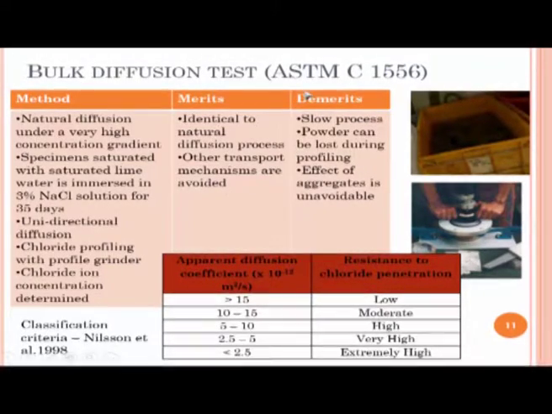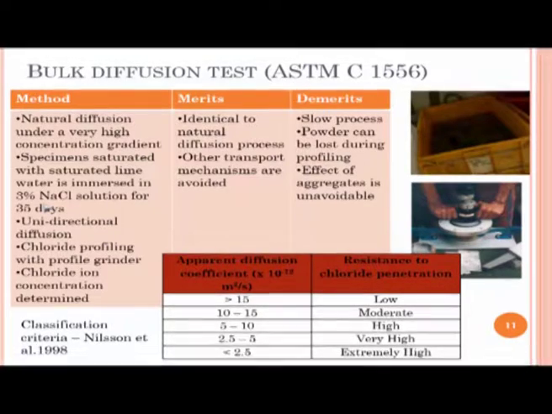Again, the bulk diffusion test is covered under the ASTM standard ASTM C1556. The method basically looks at natural diffusion under a very high concentration gradient. Generally, the specimens are cured up to 28 days in ideal conditions, even in saturated lime water, and then we immerse the specimens in 3% sodium chloride solution for 35 days. So, for example, you want to test the diffusion coefficient at 28 days. After 28 days of storage in ideal conditions, the concrete is removed and stored inside 3% sodium chloride solution for 35 days.